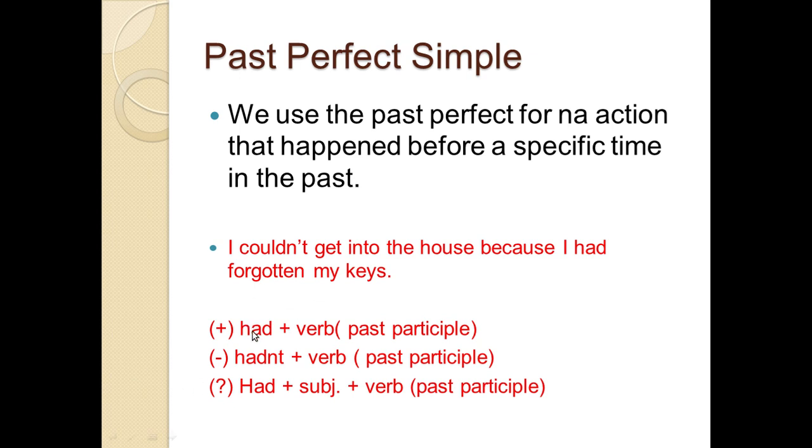Positive sentence, had plus my verb in the past participle form. Negative, hadn't plus my verb. And remember that the verb is in the past participle form. Question, before my subject, my person, I use had, and my verb in the past participle form. Okay? Remember, past participle, guys, is the third column of verbs or ed.